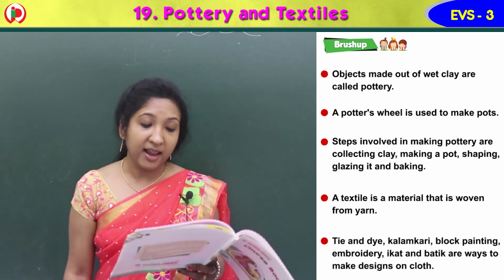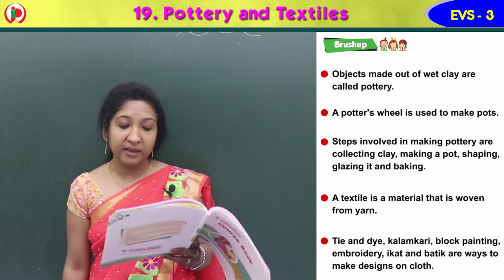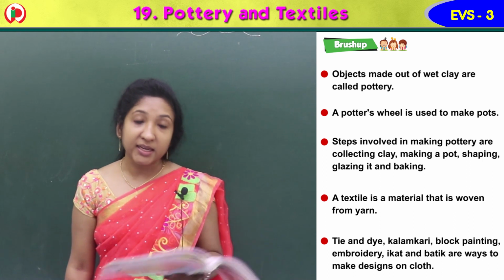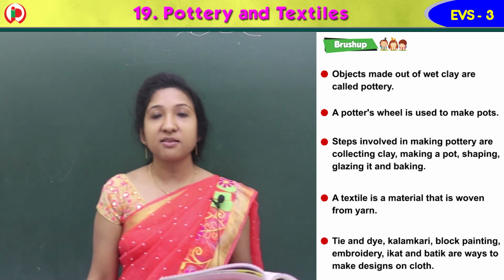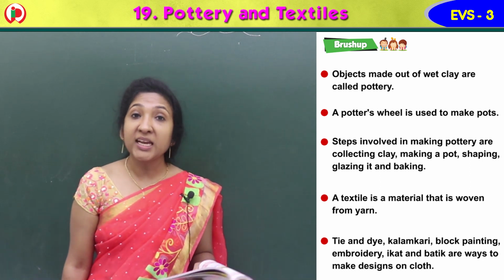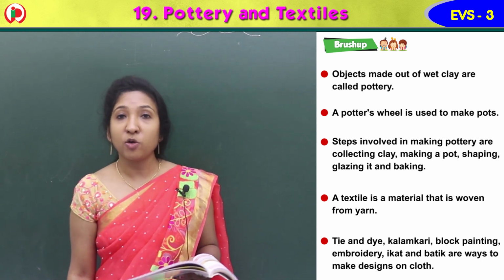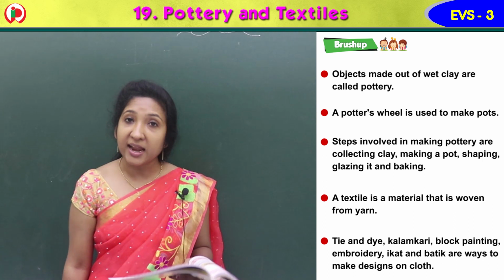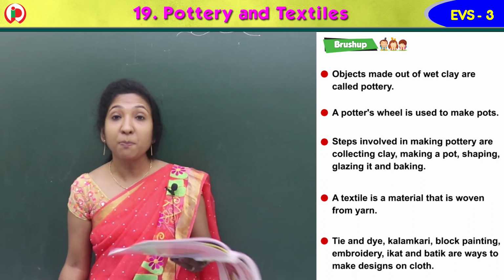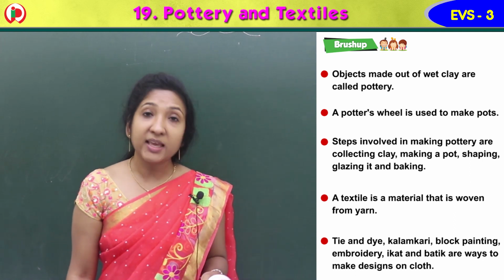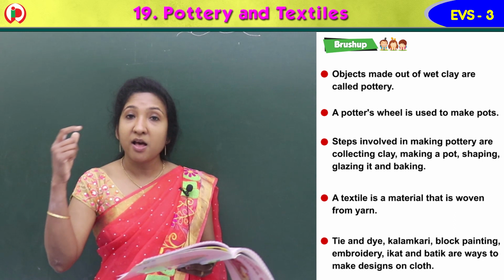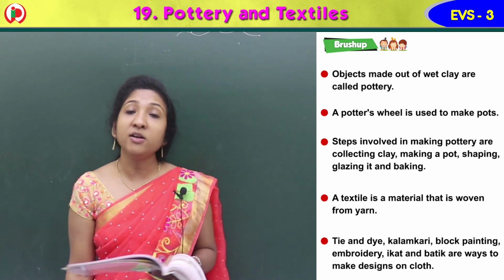Tie and dye, kalamkari, block painting, embroidery, ikat and batik are ways to make designs on clothes. These are the popular methods to make designs on cloth or fabrics. Tie and dye, kalamkari, block printing, embroidery, ikat and batik are the popular ways to make designs on cloth.